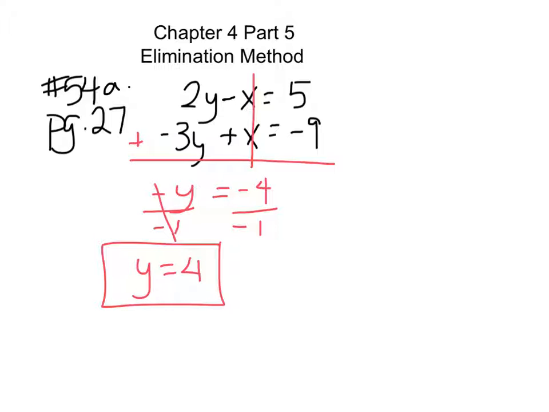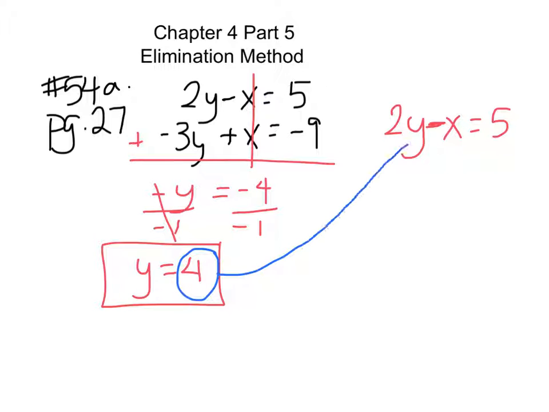Now, once we know y, we have to go back and plug it into one of the original equations, so it does not matter which one you choose. I'm going to pick the first one, so we have 2y minus x equals 5. Since I know that my y is 4, I'm going to plug it in for that equation. So we'll have 2, and then in parentheses, instead of y, it's 4, minus our x equals 5.